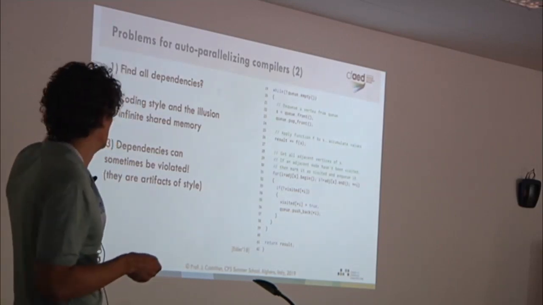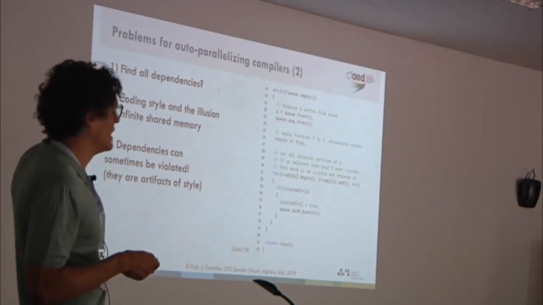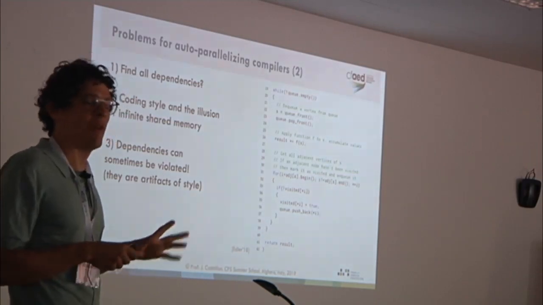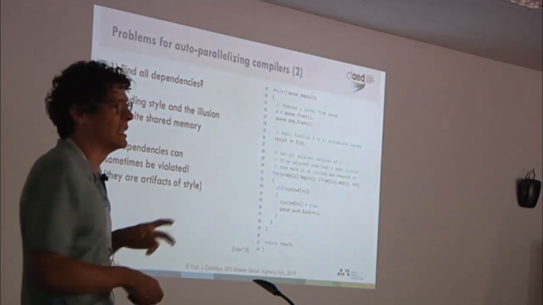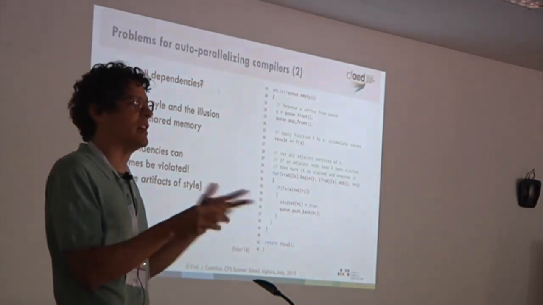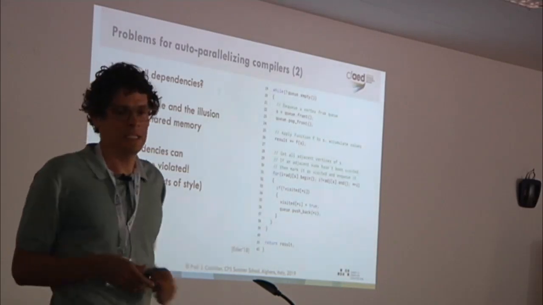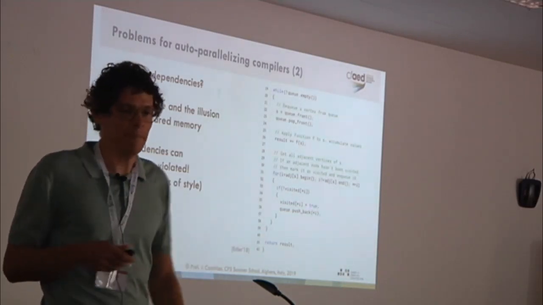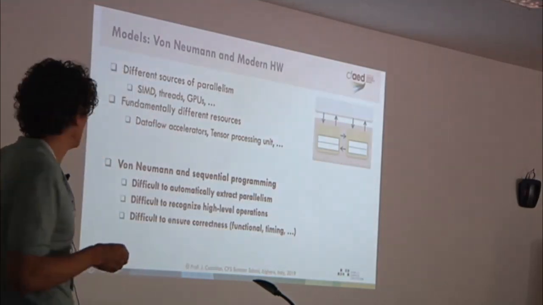So these are the three things. Finding dependencies is hard. Coding style in legacy code is very difficult to understand. And dependencies are sometimes violatable. People have been trying to work around these things, and some have proposed, for example, keywords in C where you could say, oh, this thing is commutative, so you can do it in any order and still get the same result. Okay, good. That was the introduction to these things.